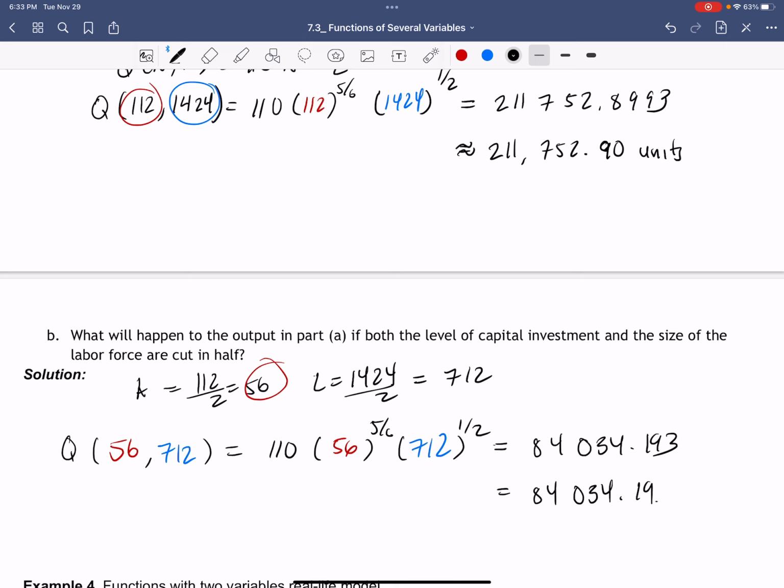So the point of this problem is that we just do direct substitution as we've done before, and become familiar with this process, which is very similar to what we've done before.